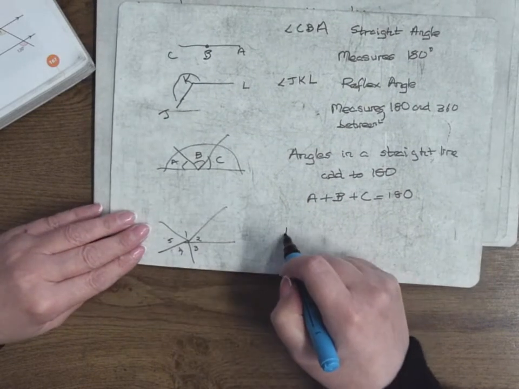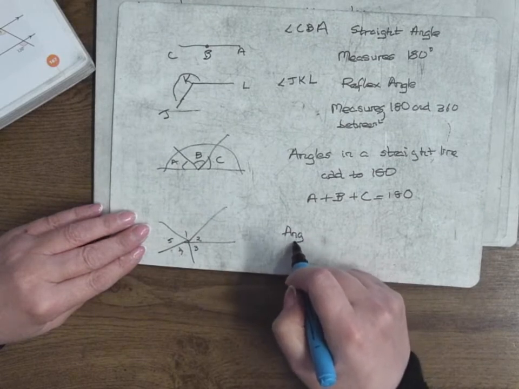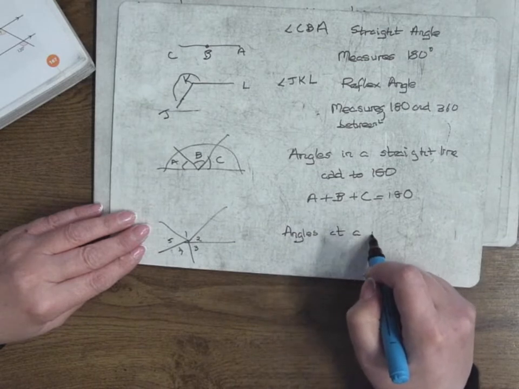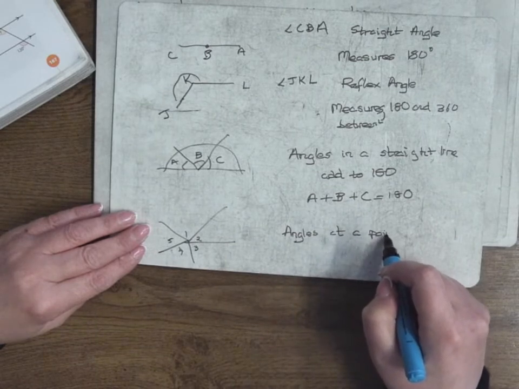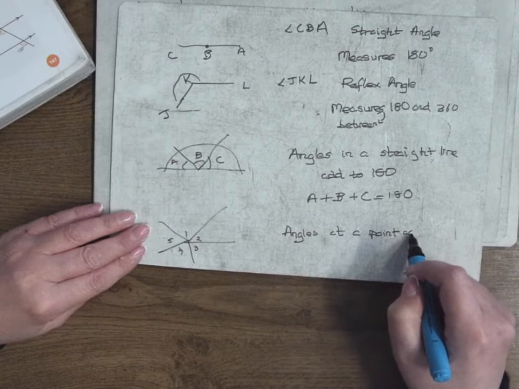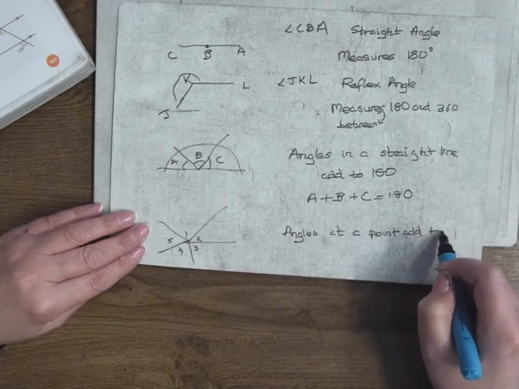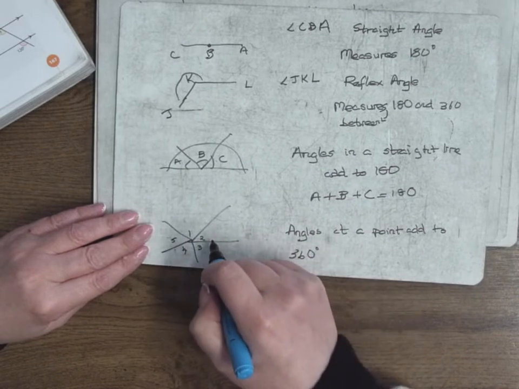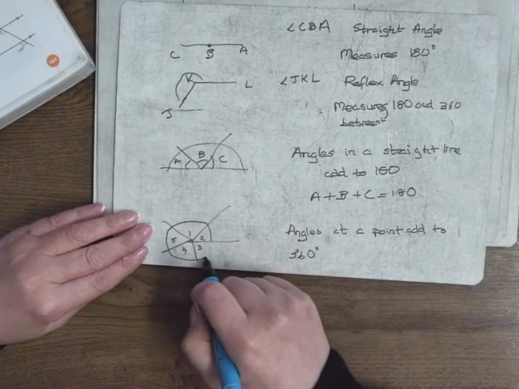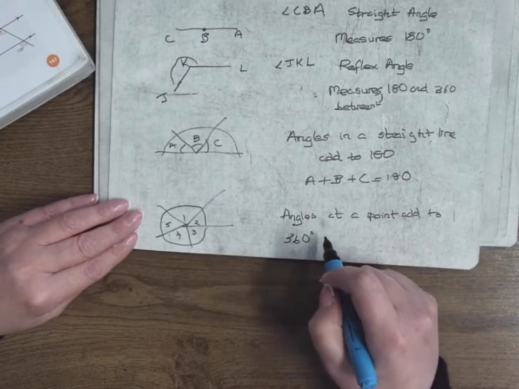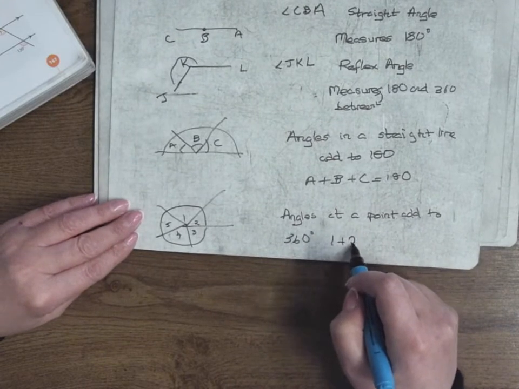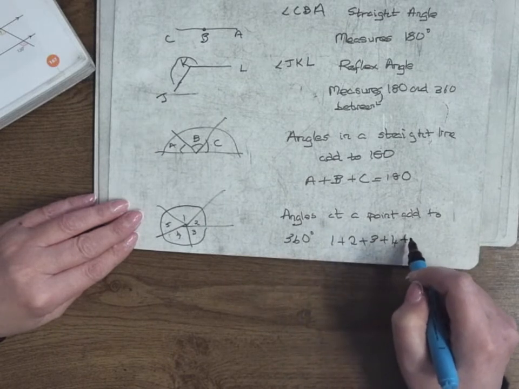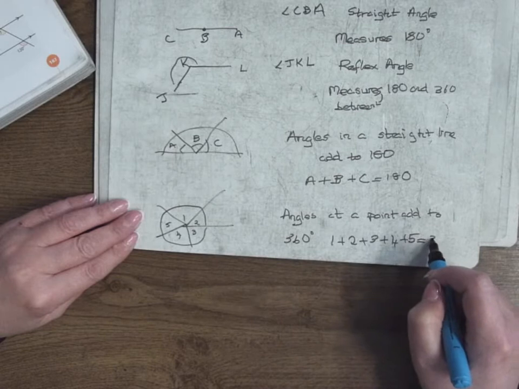Right, and angles at a point add to what? 360. Angles at a point add to 360. So that means here, if you go the whole way around, a full circle is 360 degrees. So angle 1 plus angle 2 plus angle 3 plus angle 4 plus angle 5, if you add them all up, you'll get 360 degrees.